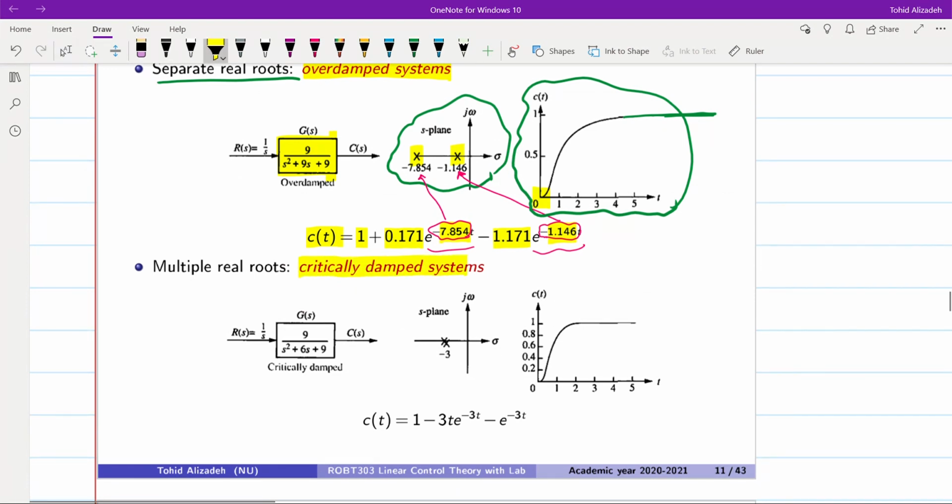Then we have the second case, which is called the critically damped system. It happens when we have multiple poles, or indeed two poles, as we are dealing with second order systems. You can see an example here at the same place. We have two poles at minus 3, and the example for such a system is s squared plus 6s plus 9 at the denominator and 9 at the numerator.